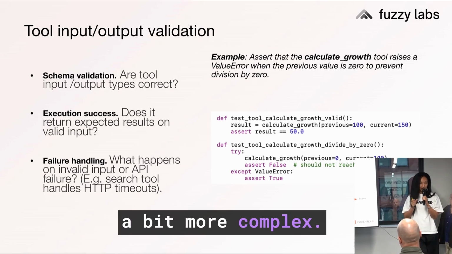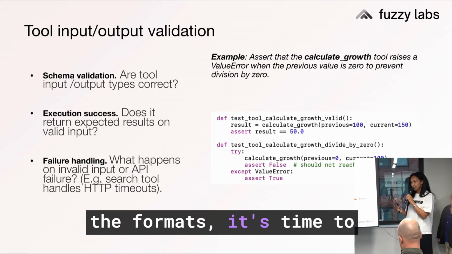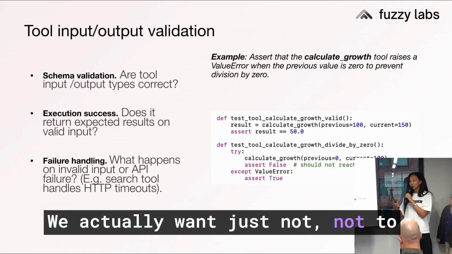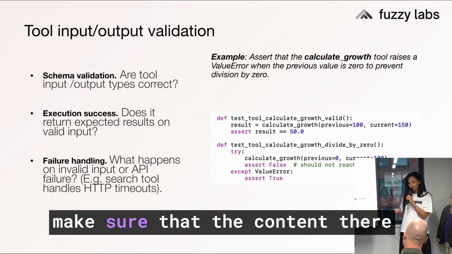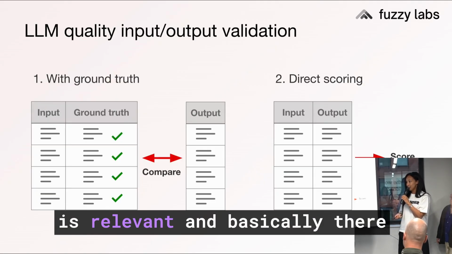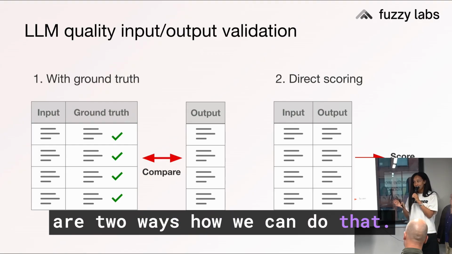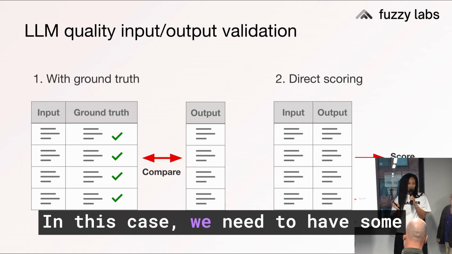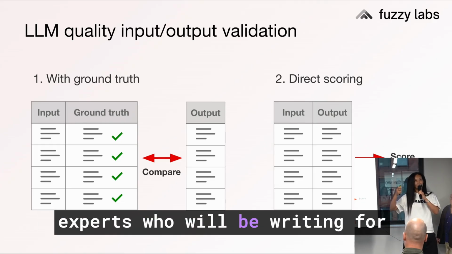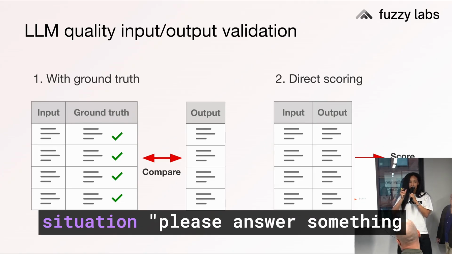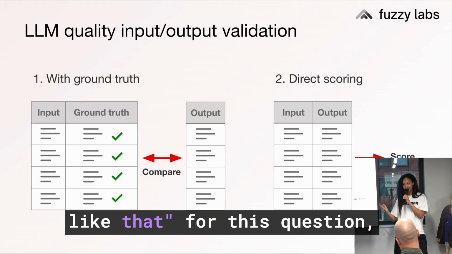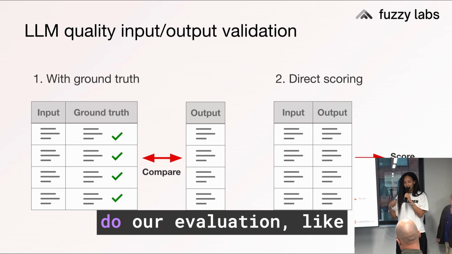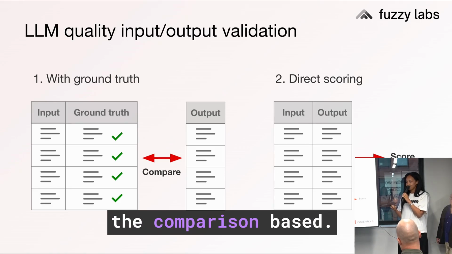Now, to make it a bit more complex, if you are happy with the formats, it's time to check the content, right? We don't just want to have some JSONs. We need to make sure that the content there is relevant. Basically, there are two ways we can do that. It's either comparison-based evaluation, where we need some experts who will write nice outputs for us, like, for this question, that would be a good answer. And in this case, we can do comparison-based evaluation.